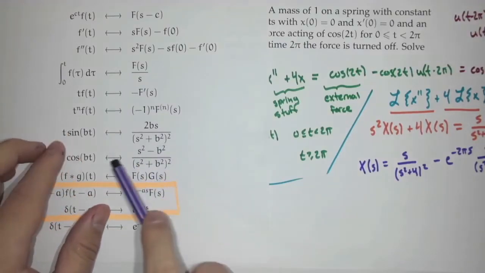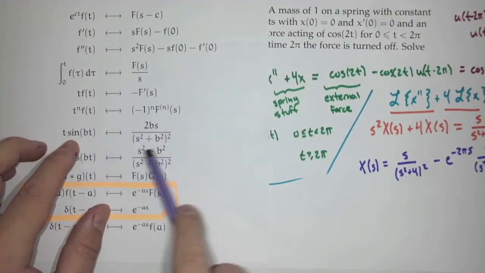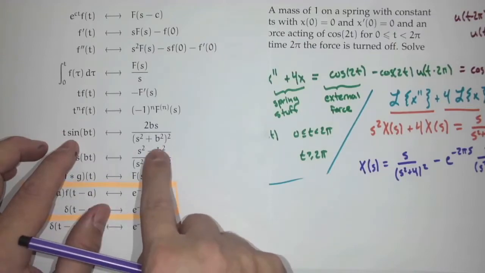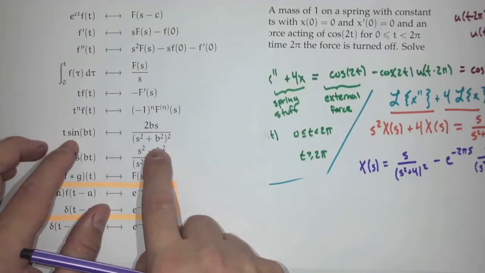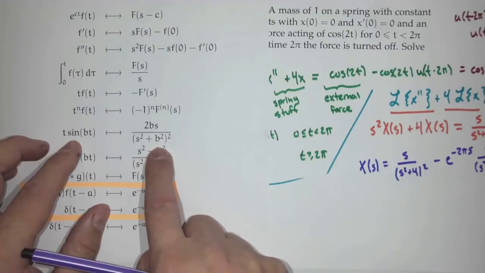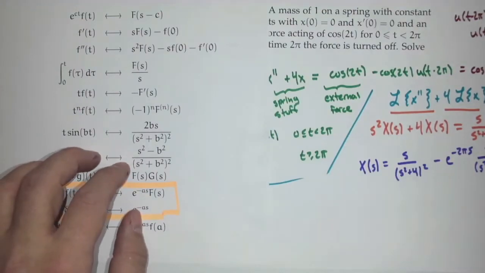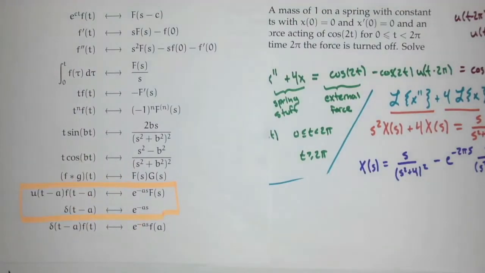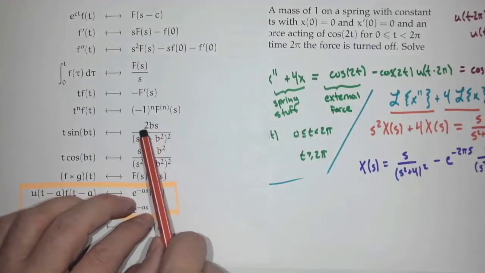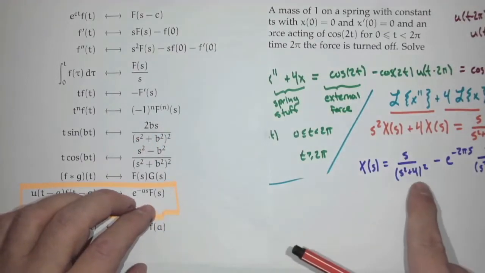Ooh, t sine. Oh, it's so close. Yeah, it's really close. What do we need to make it this? 2b or something else? No, we need the upstairs to have that 2 times b term. In our case, b would be 2.